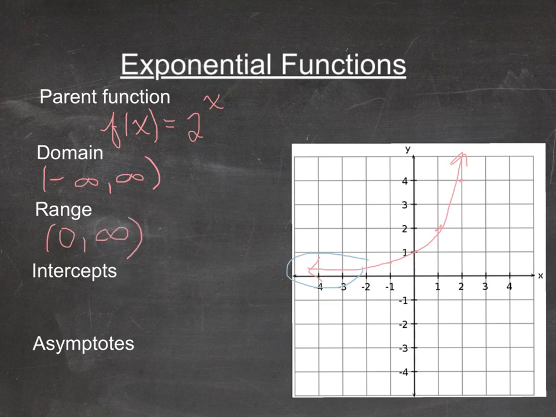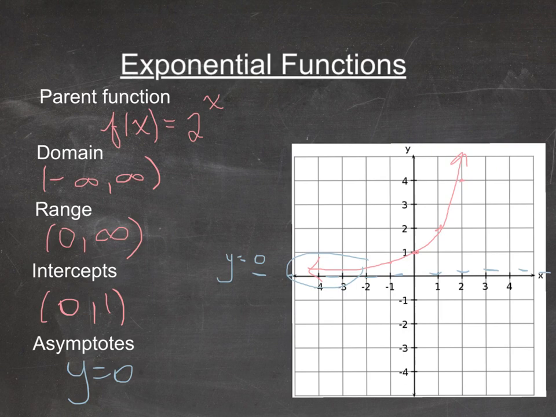Okay, and my intercepts, I only have one intercept. I have a y-intercept here, which is at 0, 1. And then my asymptote, so because I can never actually reach y equals 0, then I have an asymptote at the line y equals 0.